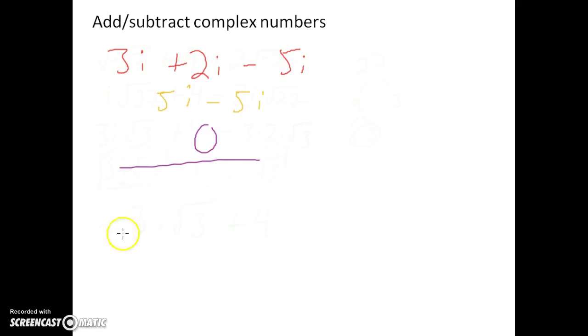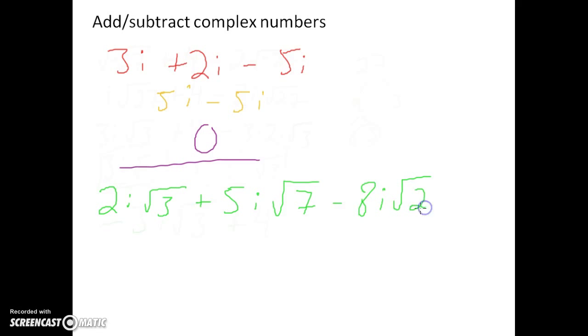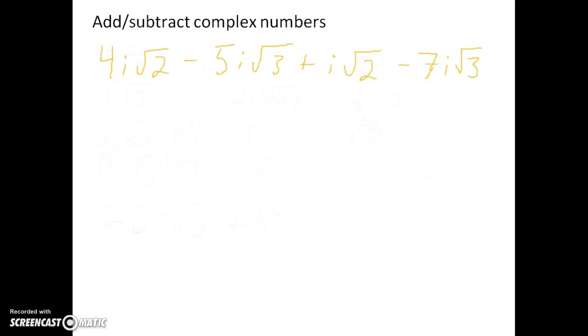Let's say we have another example. Let's go 2i square root of 3 plus 5i square root of 7 minus 8i square root of 2. So these all have i's, but none of them have the same square roots. Since they don't have the same square roots, we can't actually combine any of these. We'd be done.